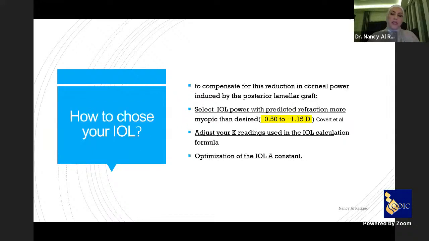By three methods. You can select an IOL power by predicted refraction that is around -1 diopters, because usually the myopia lies between -0.5 and -1.5, according to a study by Covert et al.